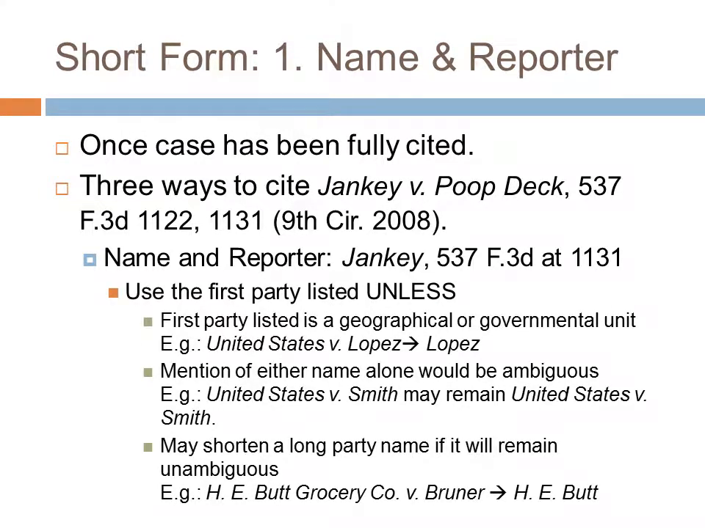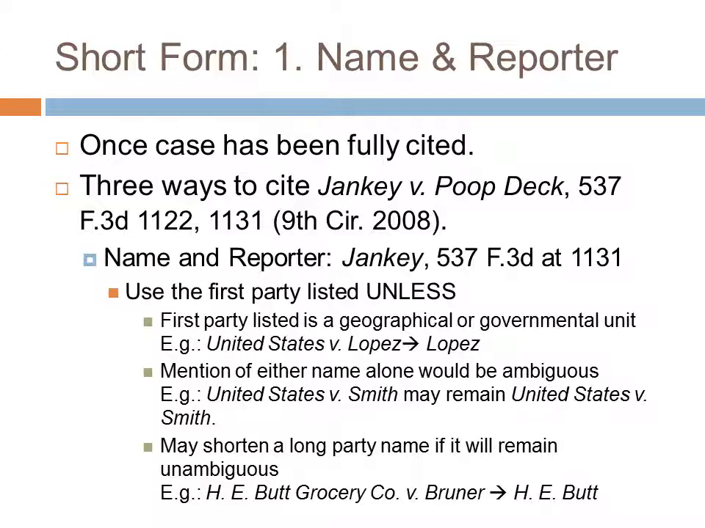Usually, you shorten the name of the case to the first party's name. However, when the first party's name is a geographical or governmental unit, you should choose the second party's name for your short cite. For example, if you were short citing United States v. Lopez, you would use Lopez as the short form, not United States.